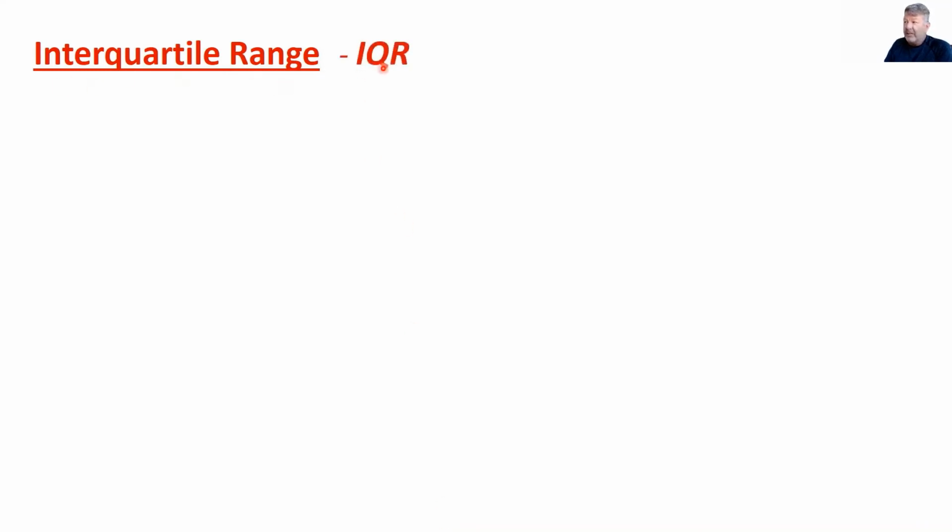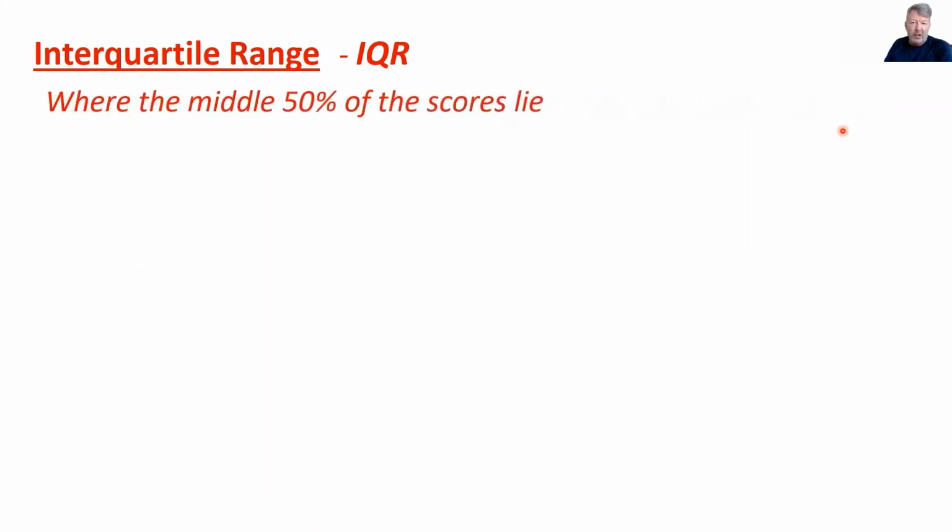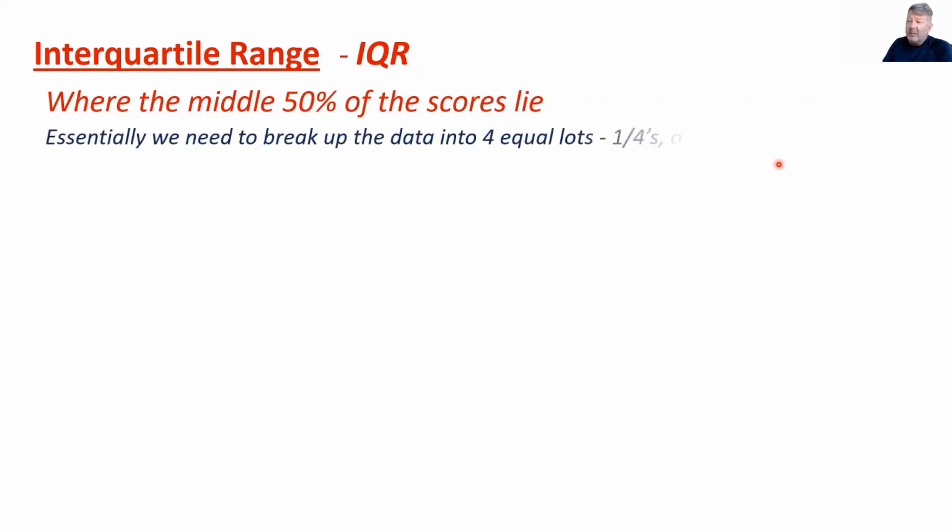Rather than writing interquartile range, yes, you can just write IQR. Now, quartile means quarters. So this is simply the difference, because it's a range, between the third quartile and the first quartile score. So what we're finding is where the middle 50% of the scores lie, the bulk of your scores. Quartile means quarter, so essentially we need to break up the data into 4 equal lots, or quarters, or quartiles, if you like. It's a pretty straightforward process when you think about it.